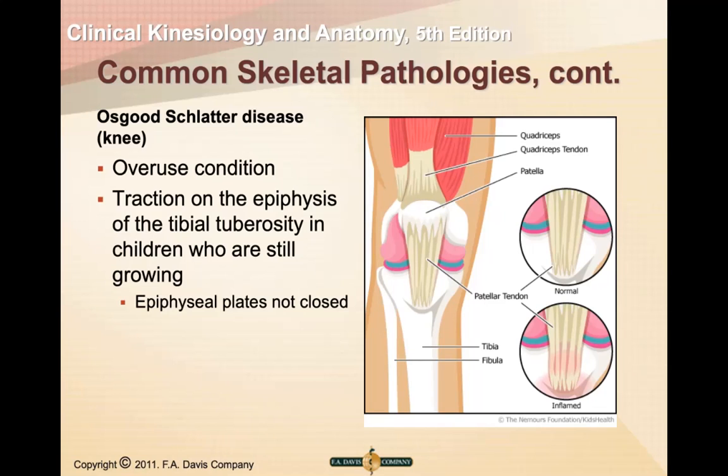If it does happen again in adulthood, it's not because of an inflamed tibial tuberosity or the epiphyseal plates, because those have fused. In adulthood, it's going to be just use of the patellar tendon, and that's going to be sore and inflamed. But in the teen years, it'll be patellar tendon and tibial tuberosity.